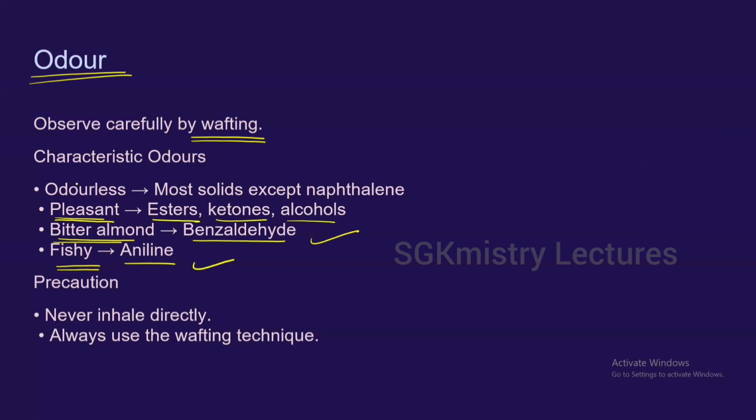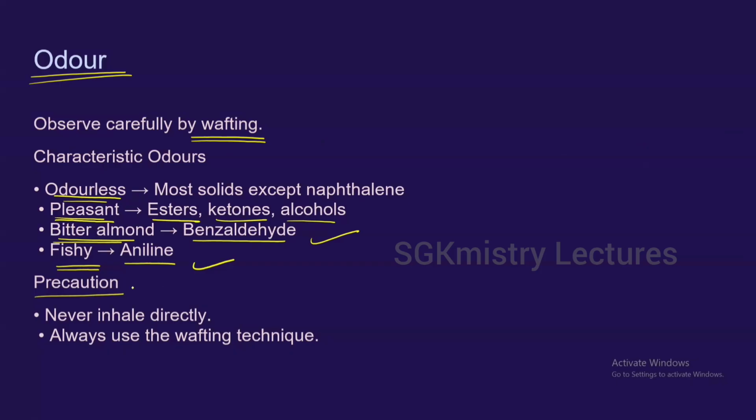Ketone, or alcohol. And most of the solids except naphthalene, most of the others will be odorless. So suppose if you've got liquid samples, if it is pleasant, then you have three options. It may be esters, ketones, or alcohols. And fishy odor as well as bitter almond smell will give you a clear picture about what may be the given compound.